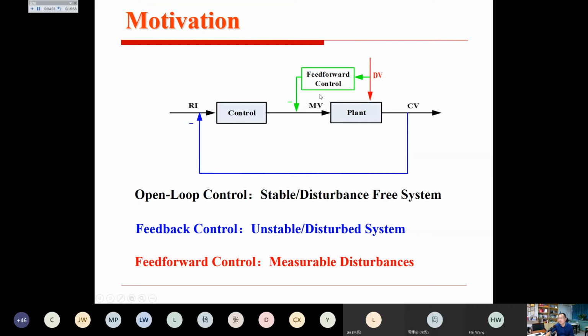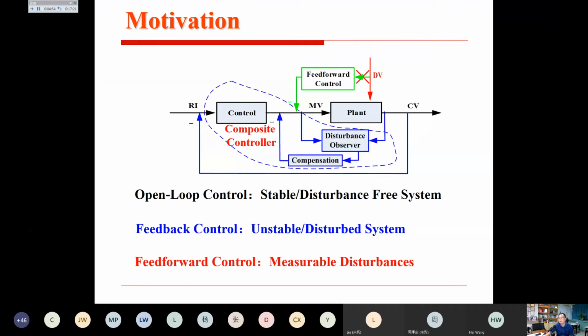But in most cases, we don't have a sensor for the disturbance. We have a sensor for the output. So in this case, the controller goes back to just the PID or feedback control, because in most cases we don't have a sensor for the disturbance. So the main motivation is that feed-forward control is the best for rejecting disturbance.